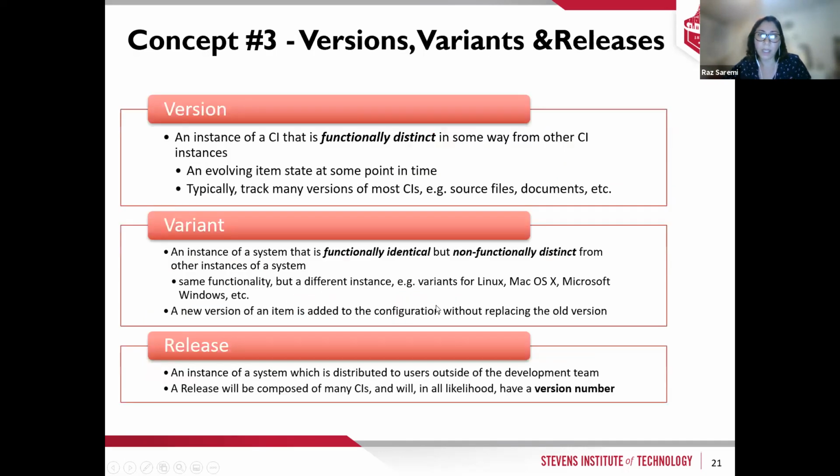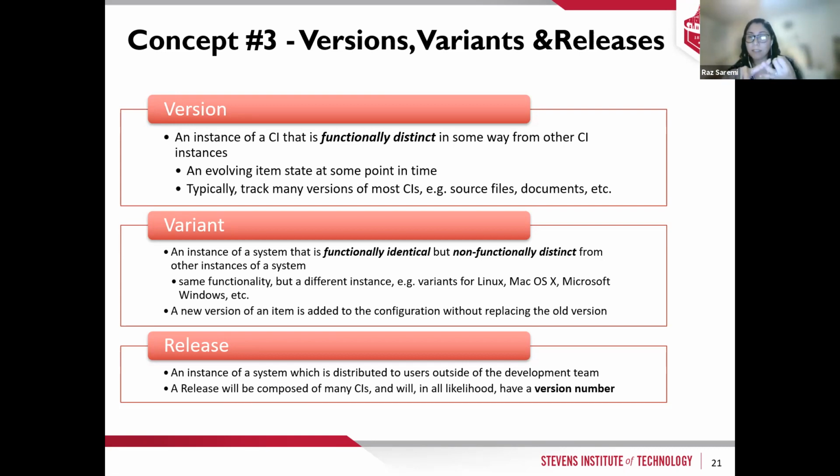Then we had a version, we had three differences. We had version, variant, and release. Version means the instance of each configuration item that functionally are different. Variant is the instance of system that functionally are identical, non-functionally are different. And release is the instance of system that is distributed to the customer or end users, and they have version numbers.